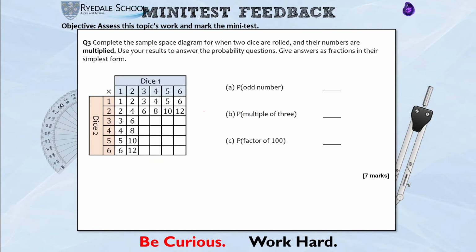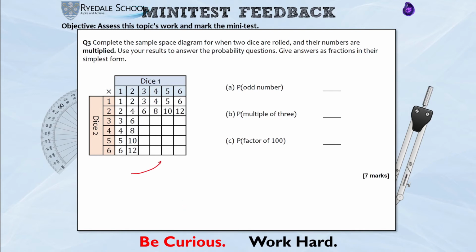For question 3, it says complete the sample space diagram for when 2 dice are rolled and their numbers are multiplied. Now, we did an example like this in our lesson where we added. So I hope you've multiplied. I've already started the table for you.